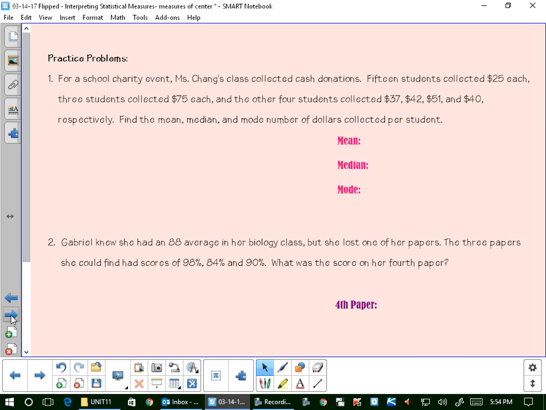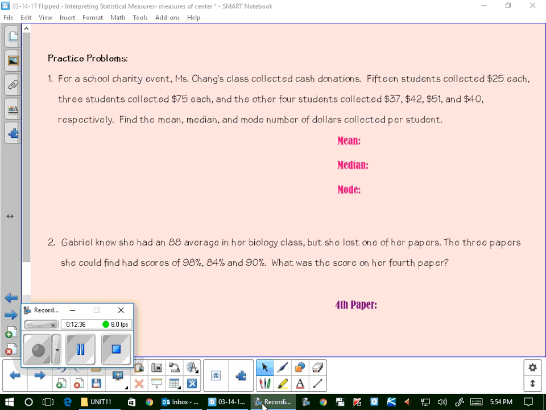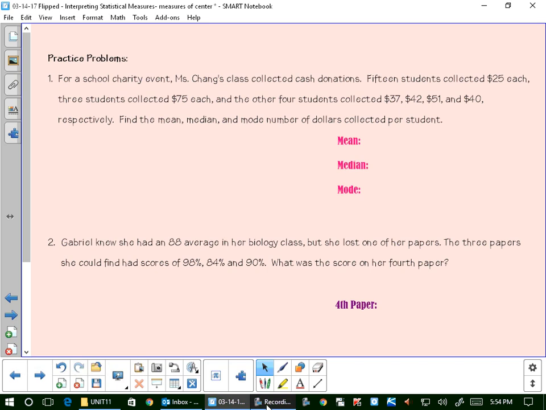All right, a few practice problems, and then y'all are going to try some on your own. So number 1, for a school charity event, Ms. Cheng's class collected cash donations. 15 students collected $25, 3 students collected $75, and the other 4 students collected $37, $42, $51, and $40 respectively. Find the mean, median, mode.